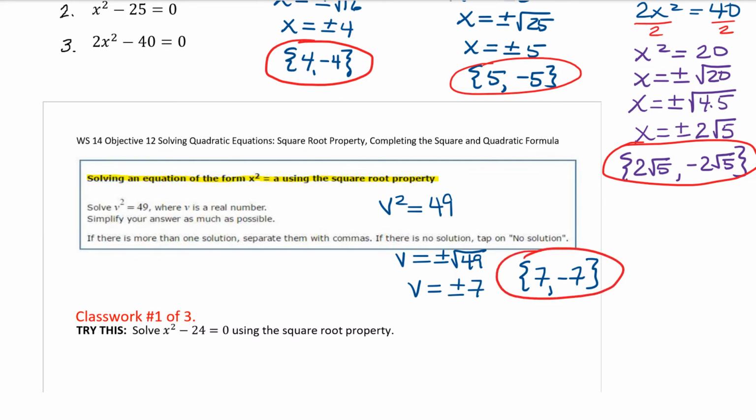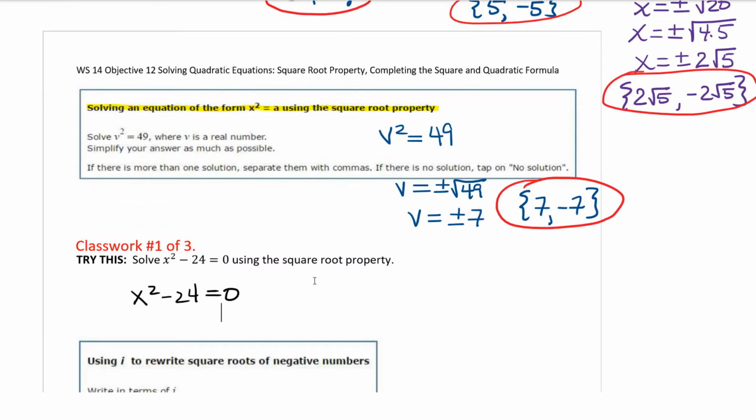All right, so we've worked several examples of using the square root property. So your first classwork item number, if you're in my class, item number 1, remember, put this on a clean sheet of paper. You're only going to have the classwork items on the sheet of paper. Go ahead and try to solve x squared minus 24 equals 0, and then pause and we'll go over the solution.